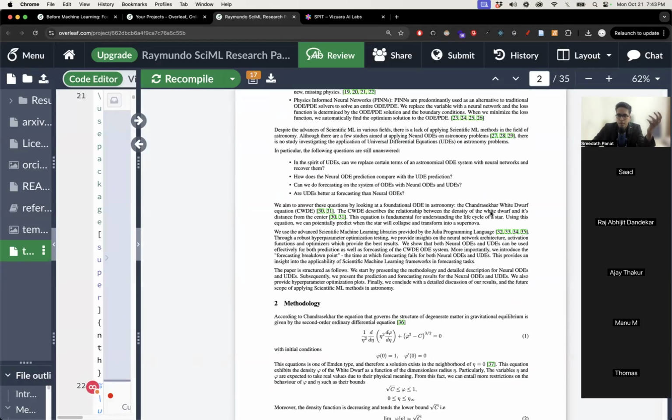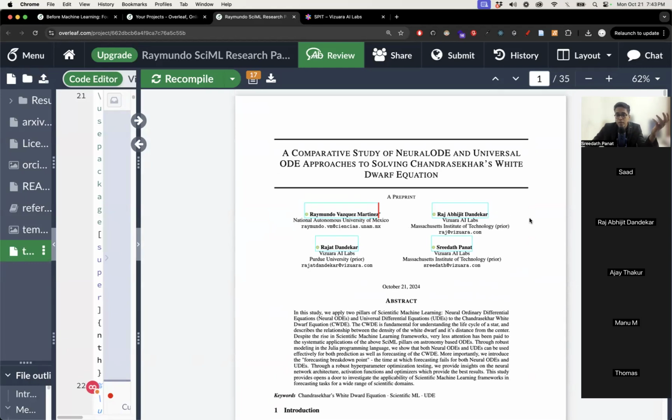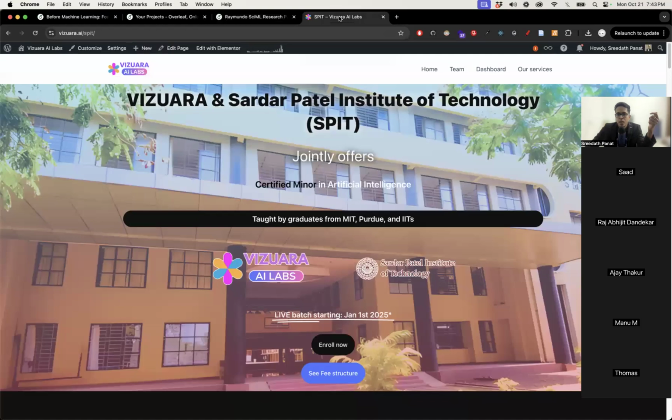If you have good results, you can try to submit it to good machine learning related conferences. And this one is now accepted to a NeurIPS workshop, which is happening in Vancouver, Canada. So we are trying to go there and present this.